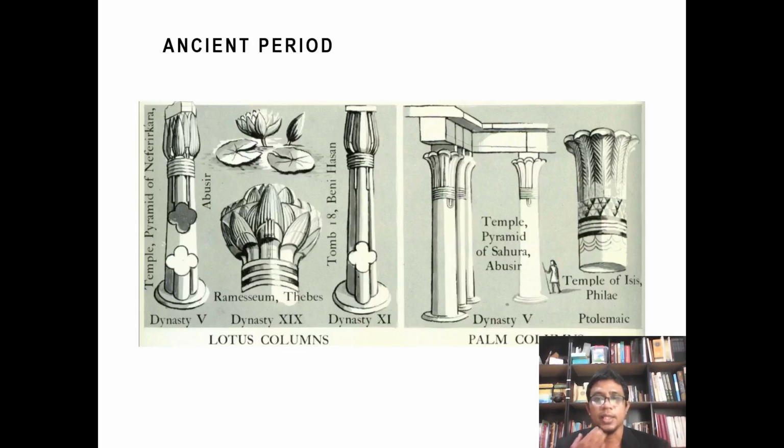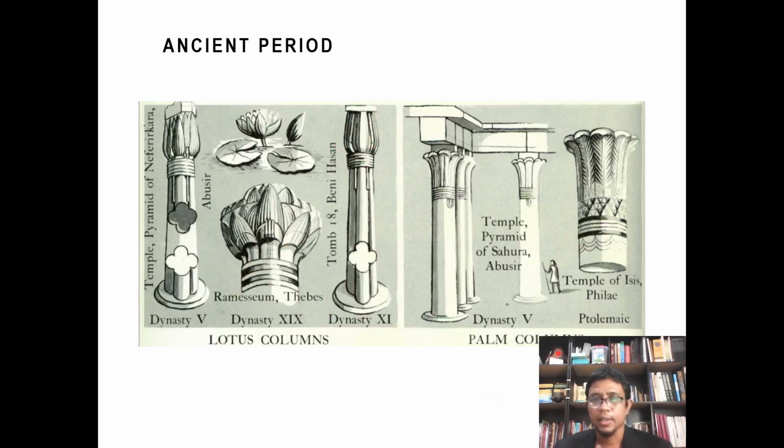This is the historical influence of using the metaphor in architecture and design. Okay, we can see here in the ancient period, the interpretation of metaphor to the building element. For example, here the column, using a lotus flower applied to the capital of the column and the body of the column.